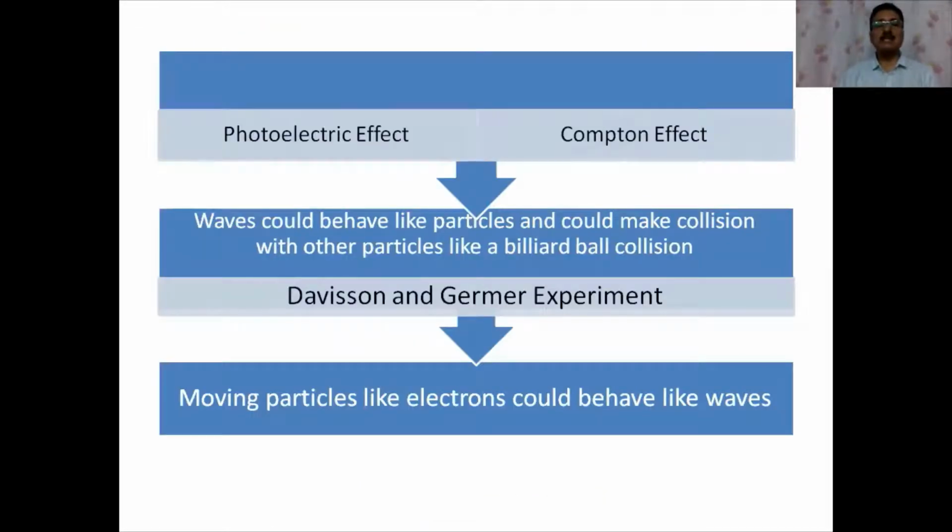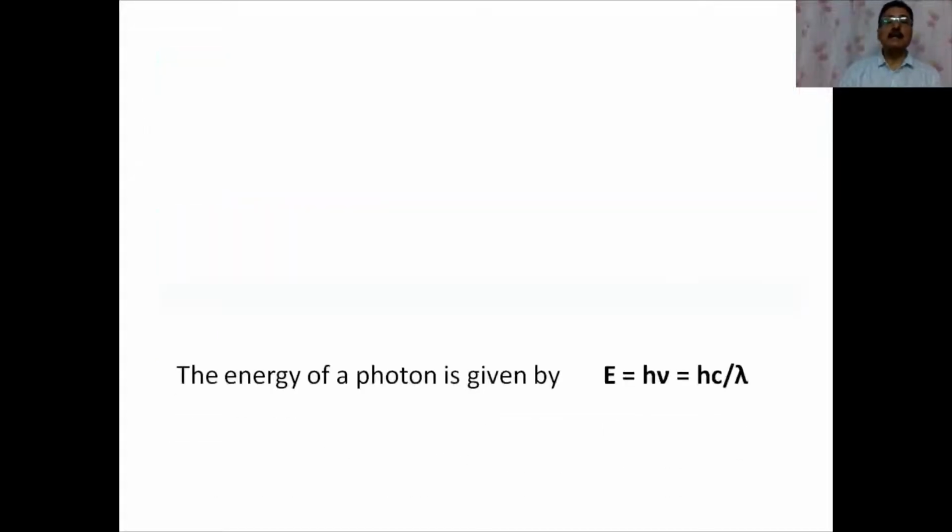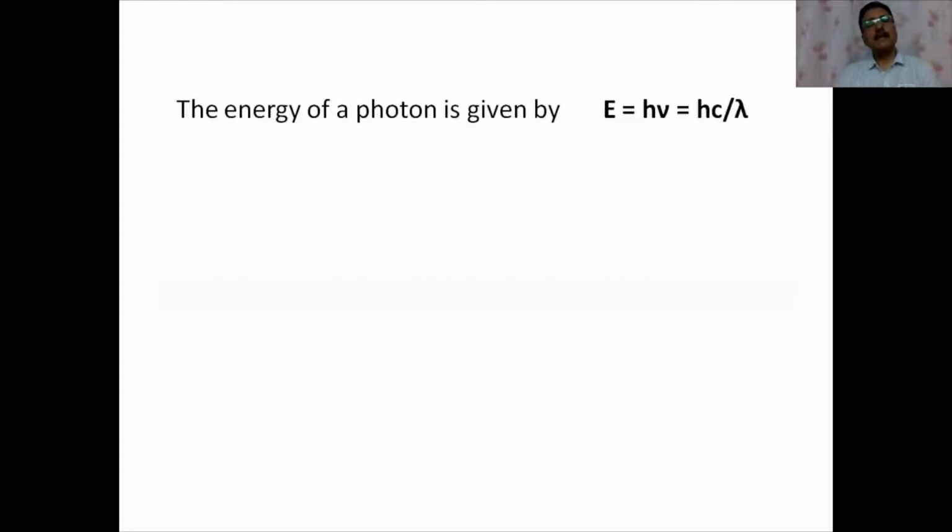Now, we have this as a conclusion out of these experiments. From the photoelectric effect and Compton effect, we can conclude that waves could behave like particles and could make collisions with other particles, like billiard ball collisions. Now, the Davisson and Germer experiment showed that moving particles like electrons could behave like waves. So we have waves behaving like particles and particles behaving like waves.